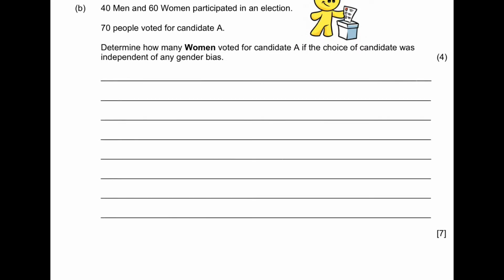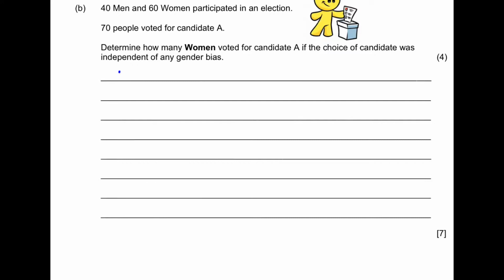Question B. 40 men and 60 women participated in an election. 70 people voted for candidate A. Determine how many women voted for candidate A if the choice of candidate was independent of gender bias.